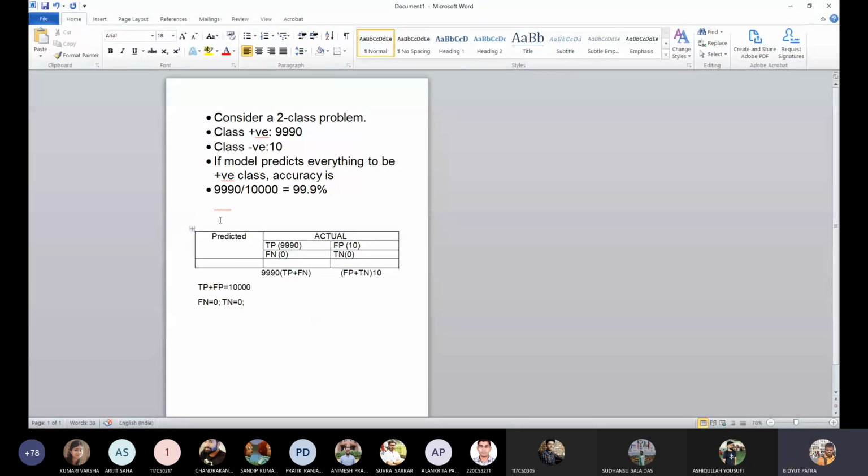Now what will be the accuracy? Accuracy is TP plus TN. TN is 0, so accuracy will be TP divided by the total number 10,000, which is 99.9%. This is misleading, because this is not even a classifier. If you say everything is positive class, there is no need for any classification algorithm, yet it gives 99.9% accuracy, which is quite high.